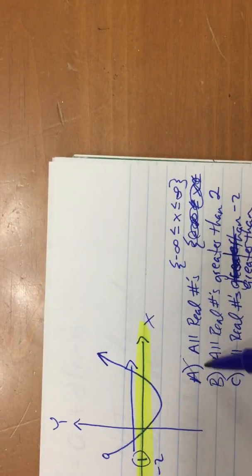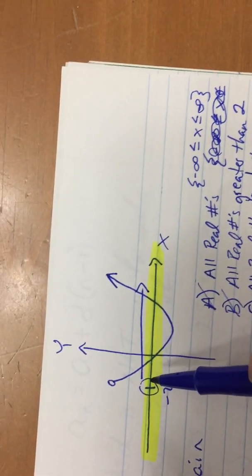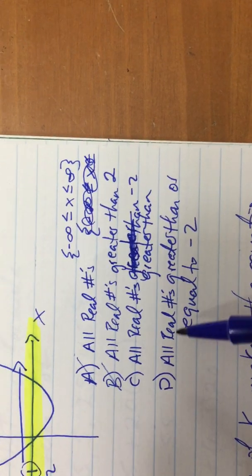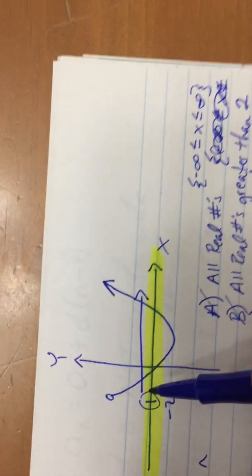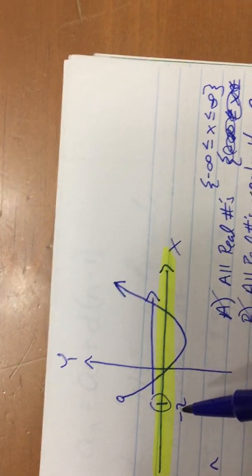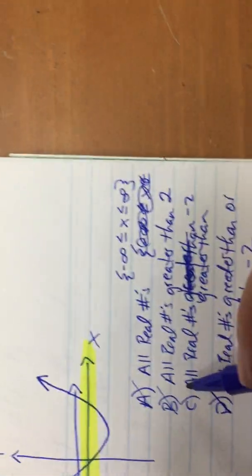So I cross off A, cross off B. Then it says all real numbers greater than -2. So I come over here and look, well, there's my -2, and it is to the right, so I kind of like that one, but I check the last one, all real numbers greater than or equal to -2. If it's equal to it, that dot up there should be solid, and it is not solid, so it is not equal to, it's just greater than. So I'm going to knock off D and choose C on that one. So that's how you kind of work your way through those.